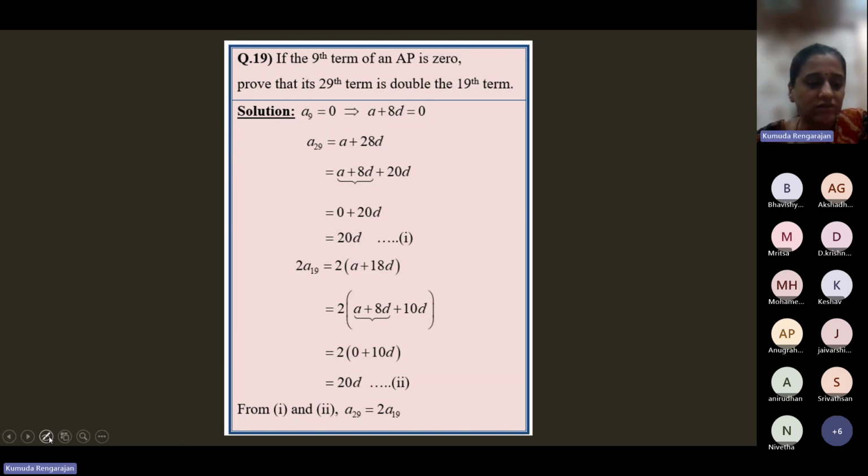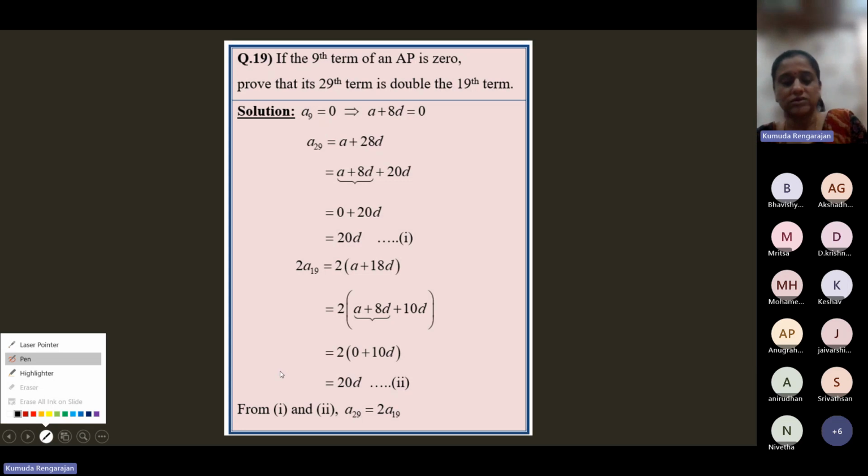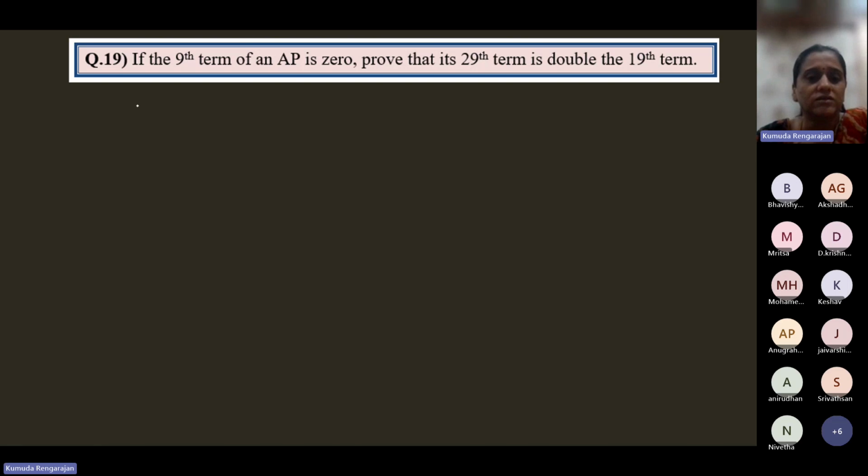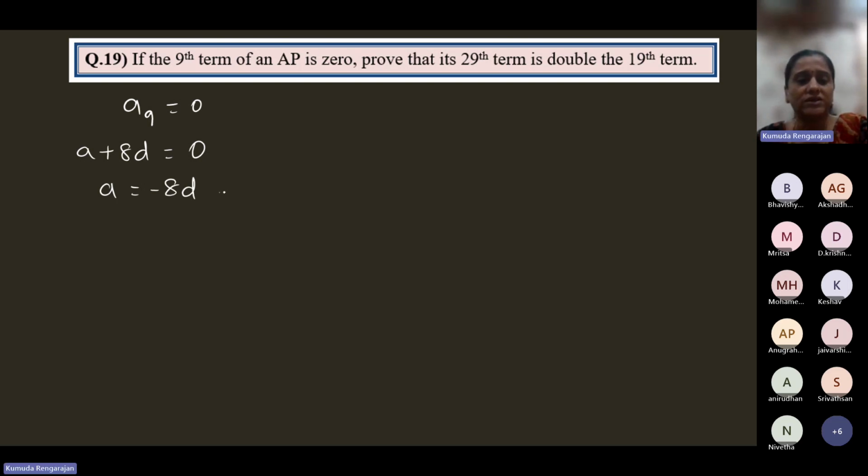Okay, I'll just do it like this for you. Let me just work it here. See here, the ninth term is 0. That means a plus 8d is 0. You can just write as therefore a is equal to minus 8d, children. A is equal to minus 8d.